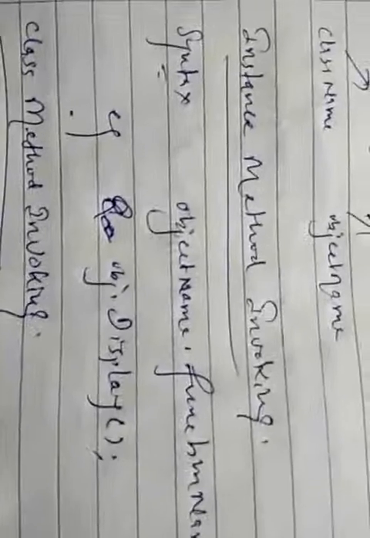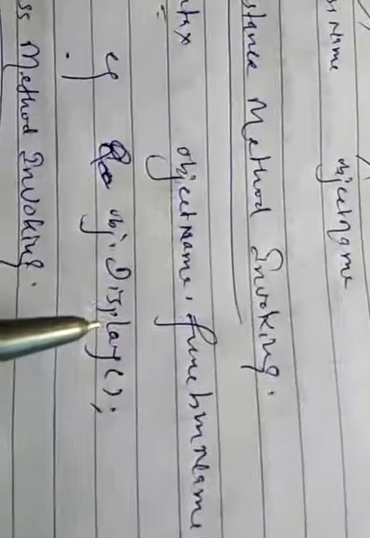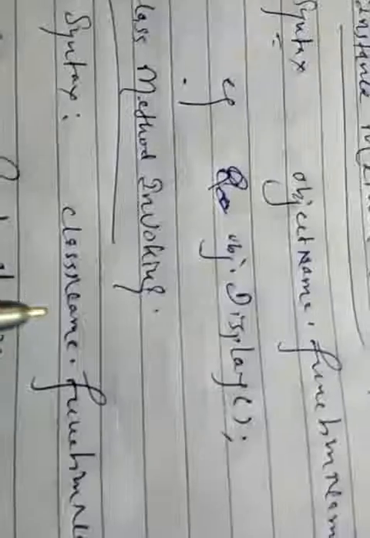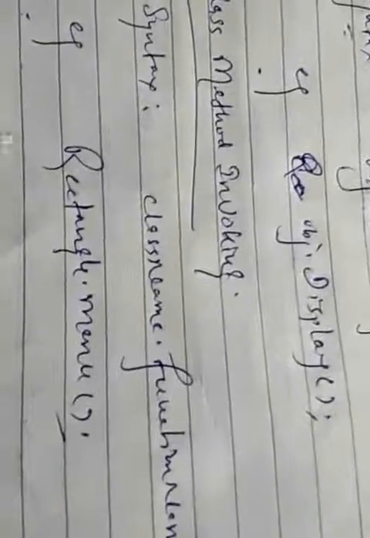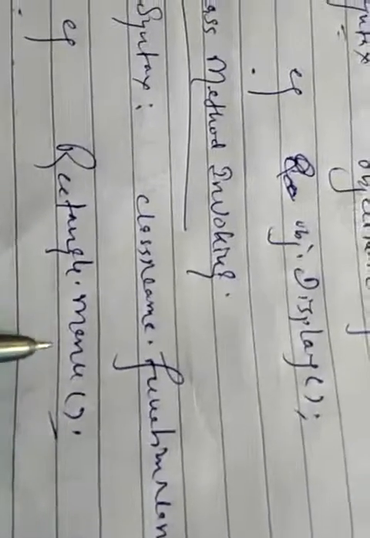And this is the syntax for invoking a method. First we are writing the syntax of instance method invoking: object name dot function name and brackets. So obj dot display. Display was the instance function in the above class, so we are calling this with the help of the object. And second is invoking a class method. For class method invoking, first we require the class name, then the dot operator, then the function name. Just see the example, Rectangle dot menu. Menu is a class function of the Rectangle class, so we are calling Rectangle dot menu.